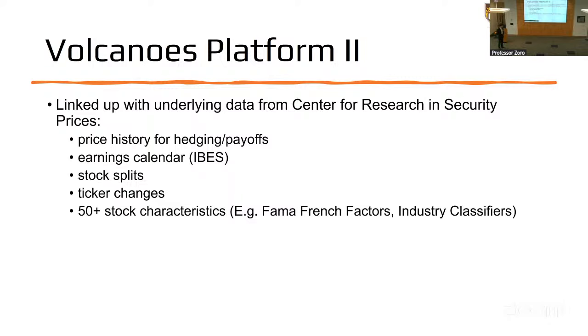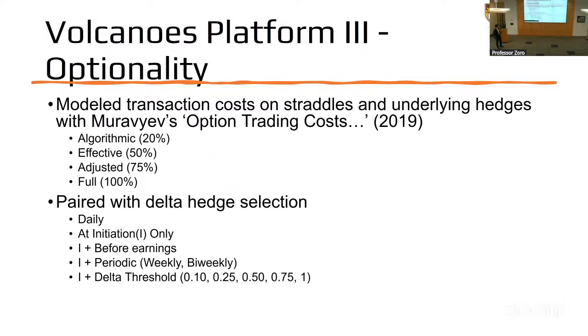And then for risk research and more enrichment, I added about 50+ stock characteristics. We'll see why the Fama factors and the industry classifiers are included up front. Now, I modeled transaction costs on the straddles and the underlying using Muravyev's paper. Key to this, that 20% algorithmic transaction cost. He finds that informed traders using sophisticated algorithmic execution can average a 20% T-cost. Paired with this is delta hedge selection: you can have that daily, at initiation, before earnings, periodic, or with a sliding delta threshold.